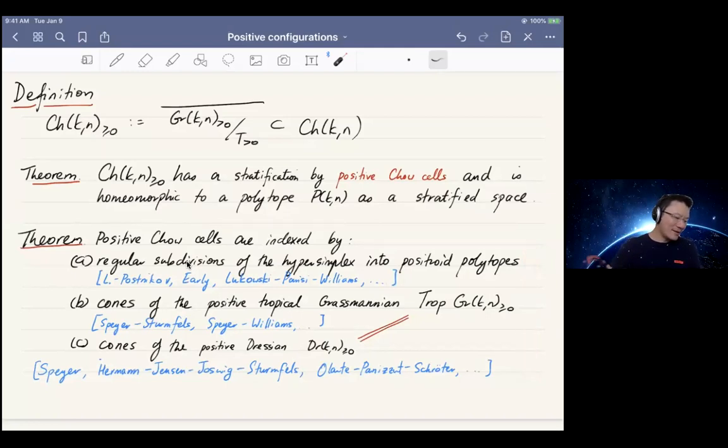One is to label them by regular subdivisions of the hypersimplex into positroid polytopes. I studied positroid polytopes with Alex Kosnikov. There is other recent work on this point of view: Nick Early, Lukowski, Parisi, and Williams, and others have also studied subdivisions of the hypersimplex into positroid polytopes.